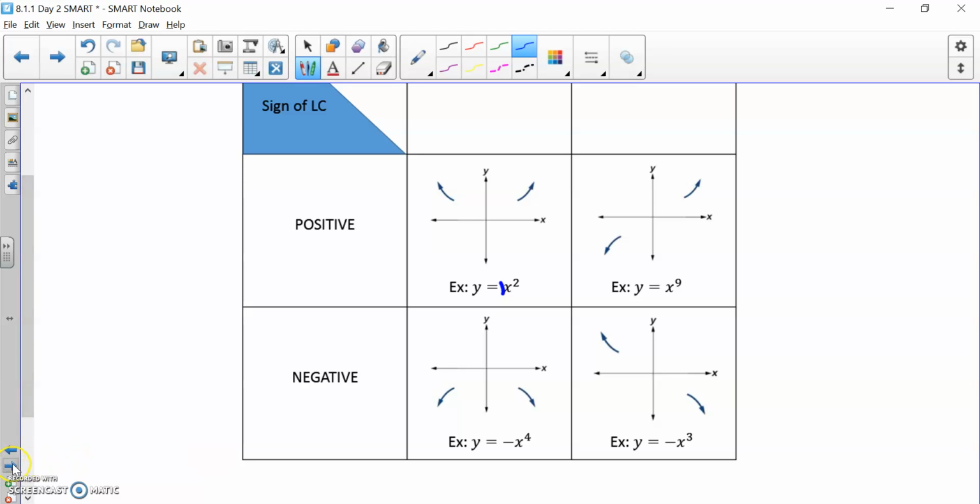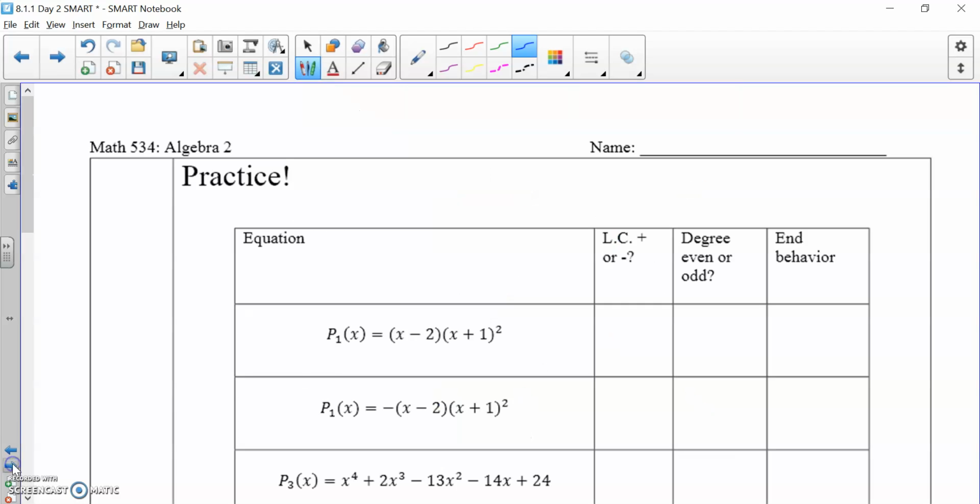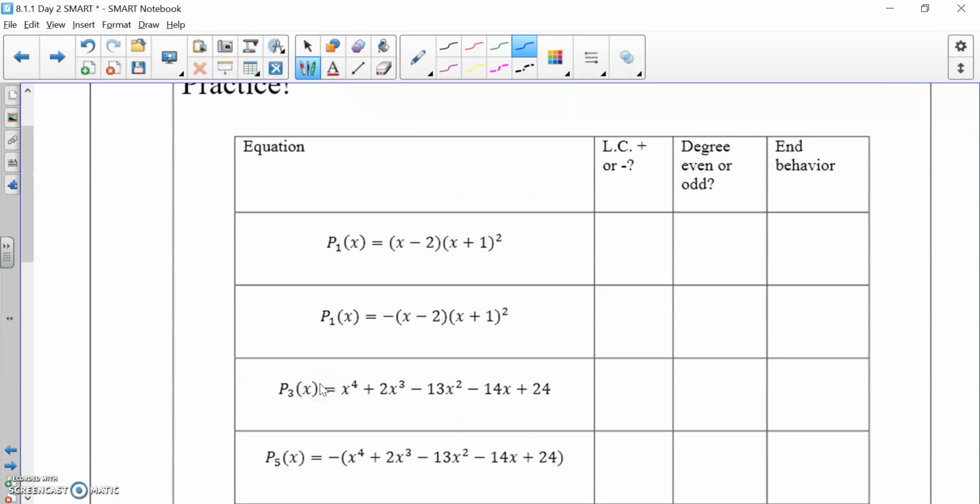So let's go ahead and try some examples of how to use this. So here are some polynomials. We're just going to go ahead and look at the leading coefficient, whether it's positive or negative, find out if the degree is even or odd, and then make our decision accordingly. So the leading coefficient, as we talked about before, if there's no number up here, it's just automatically a 1, but we don't care about the number as much as we care about the sign. So since there's no negative out here, we're going to say that it's positive. If there was a negative, that's when it would be negative.